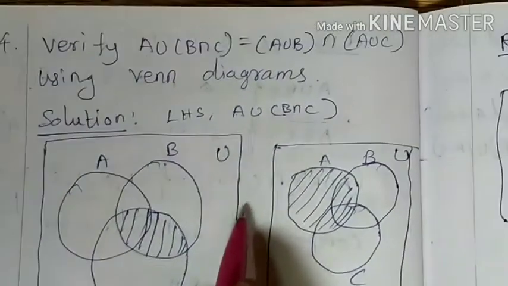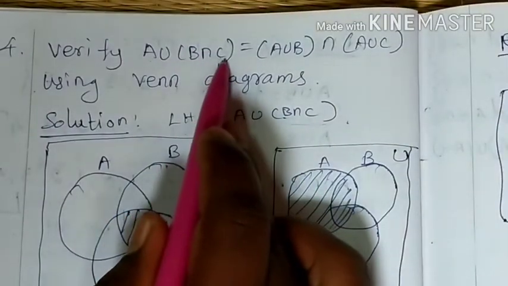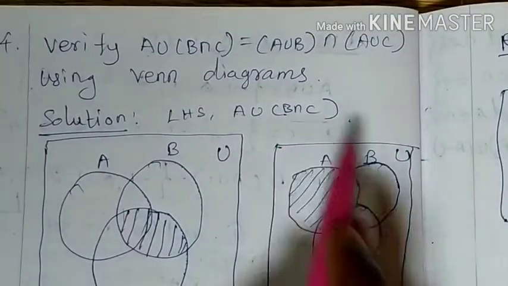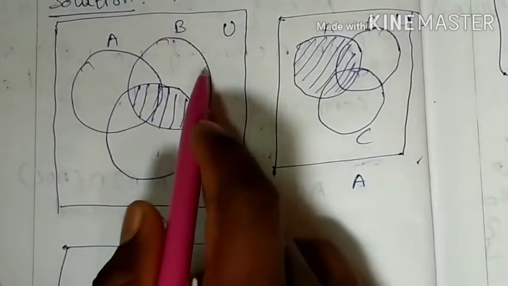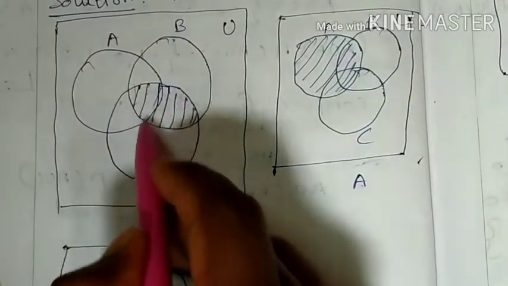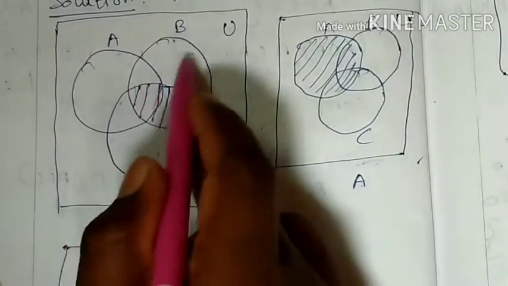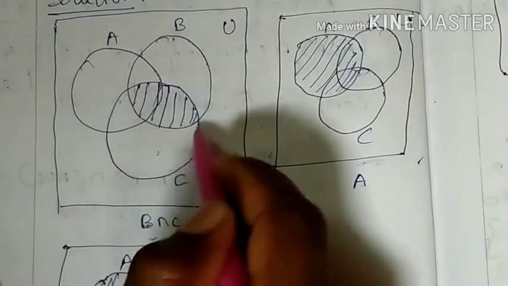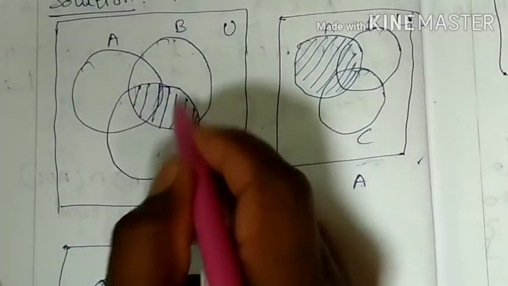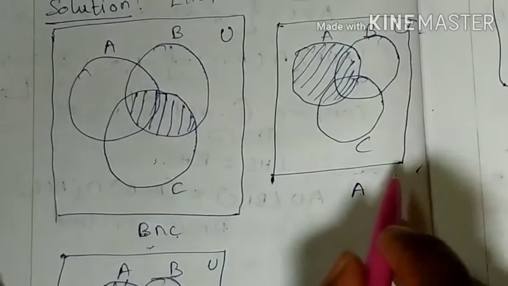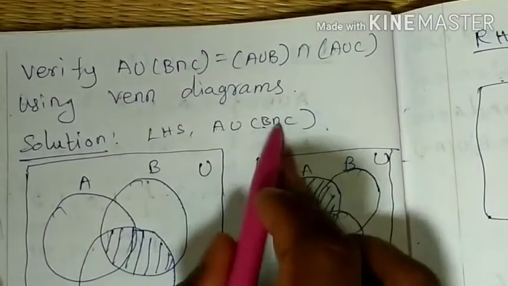Consider the LHS, A union (B intersection C). First find B intersection C. B intersection C means the common portion of the B and C circles. This is the common portion, shared by B and C. Okay, so B intersection C is there.